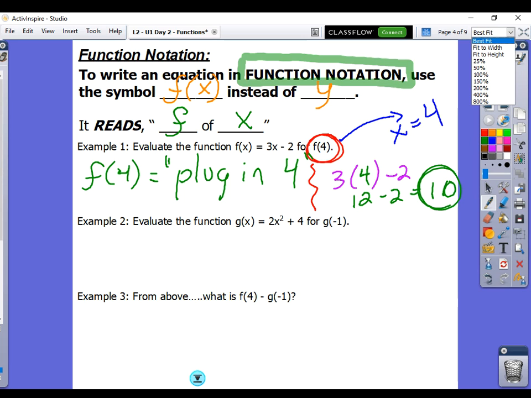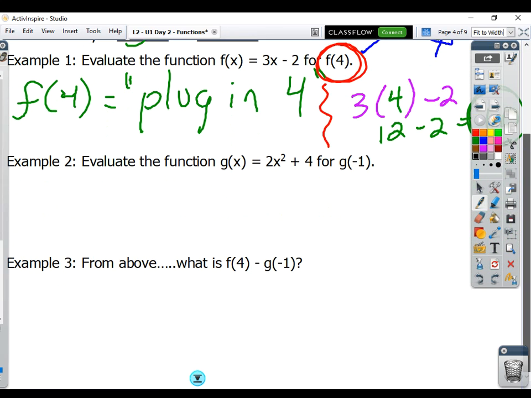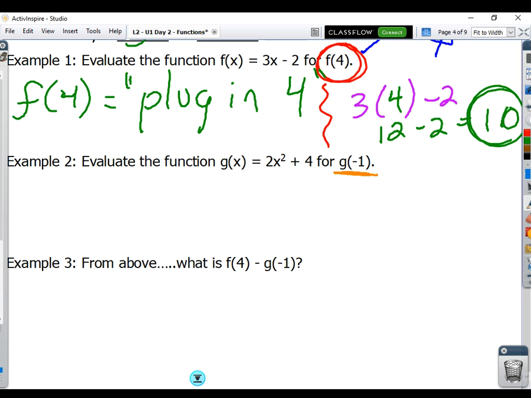Example 2 basically has us looking at a new function. And you'll notice that all we did was change the letter. Instead of it being f, we're now calling it g. f is the most common one because that stands for function, but we use g, we use h. You really can use any letter you want, except for x, except for y, things like that. Most of them we're using are letters we wouldn't use otherwise.